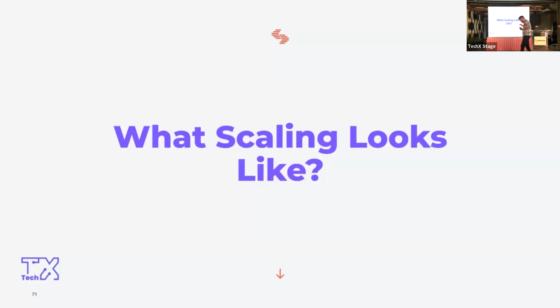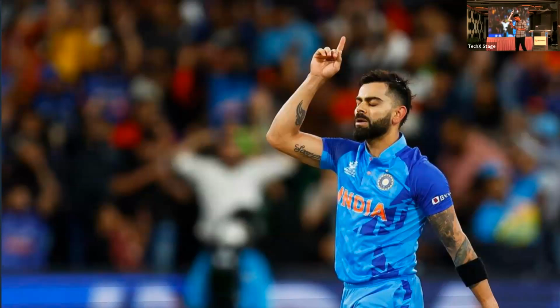Now, the third question. Okay, now I understand what scale engineering is and why we need it, but what does it exactly look like? I hope everybody knows this man, right? He's Virat Kohli. And also this glimpse from the match, which was an epic match, by the way, played between India and Pakistan in the T20 World Cup. It was a very high pressure situation wherein Virat Kohli stepped up and made sure that the Indian team was victorious.